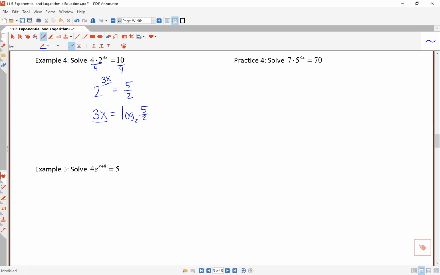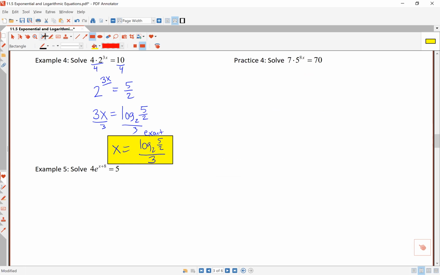Now to solve for x, we divide both sides by 3, and that says that x is equal to the log base 2 of 5/2, all divided by 3. So there's our exact answer.